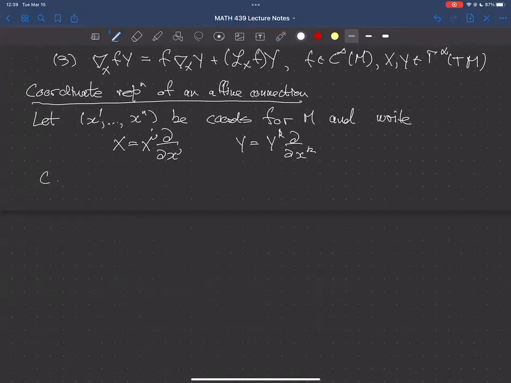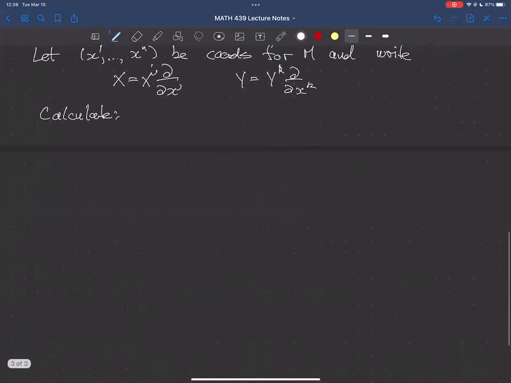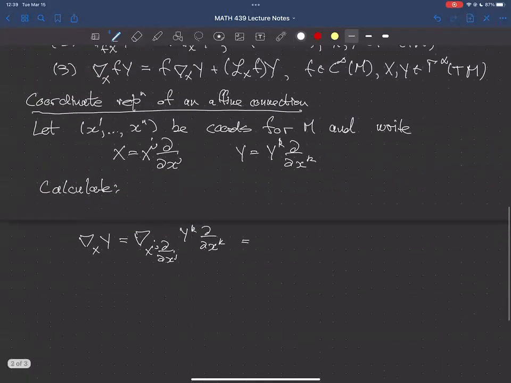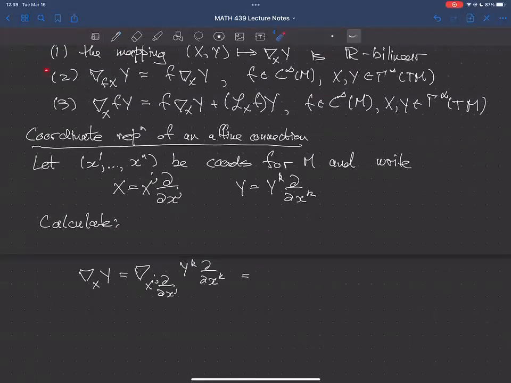So then we calculate. Nabla_X Y. All right, so X and Y, we're going to write as linear combinations of these basis vector fields, and we're going to plug that in there. So it's going to be nabla of X^j d/dx^j, and then up here, I'm going to get the vector field, and I shouldn't use j, of course, so I'll use Y^k d/dx^k. And so you can see now how the rules are going to show up here.